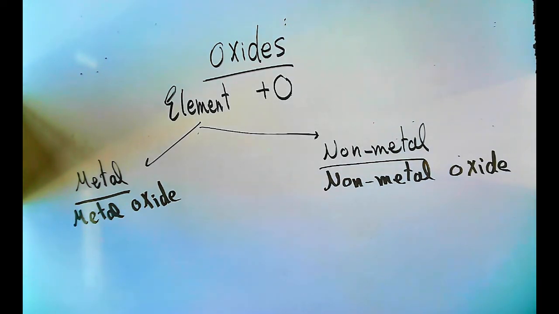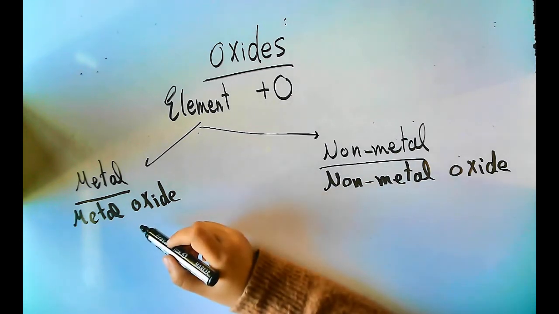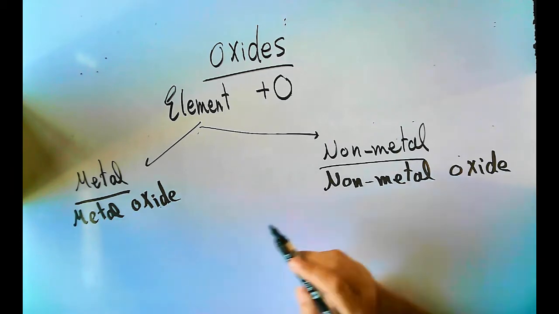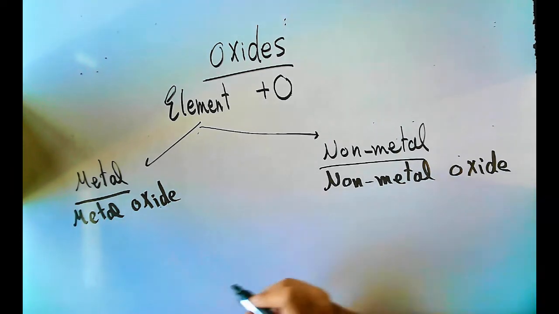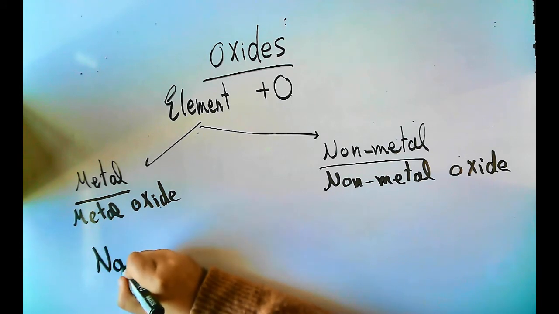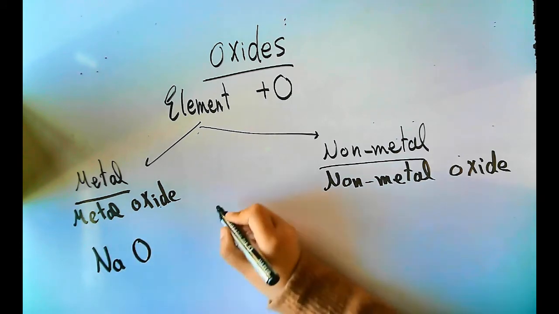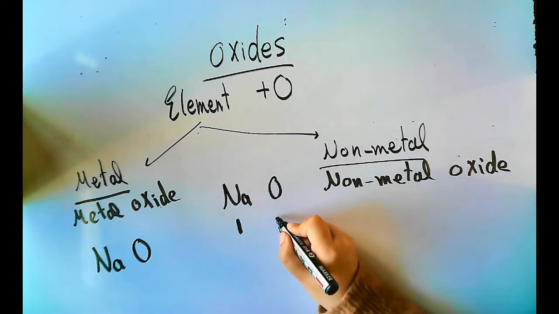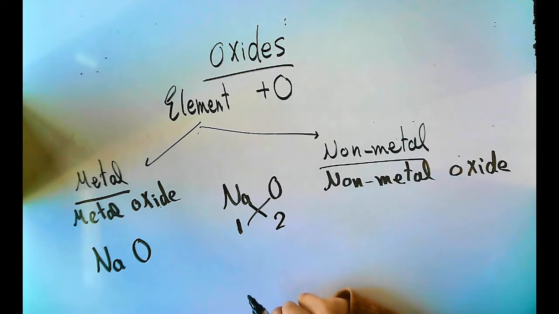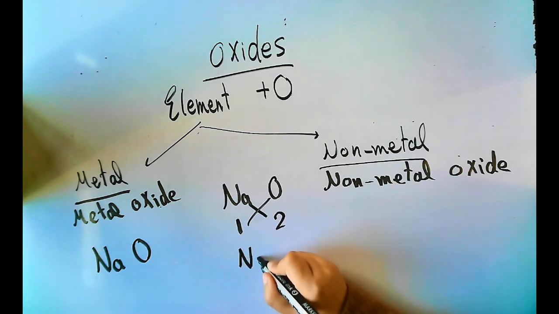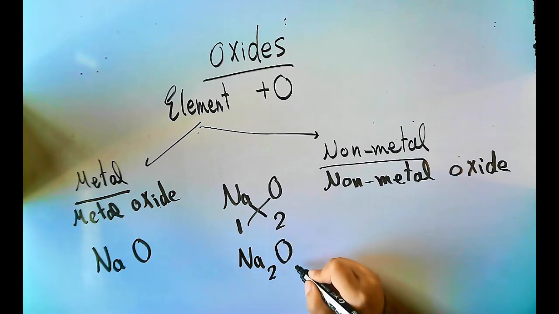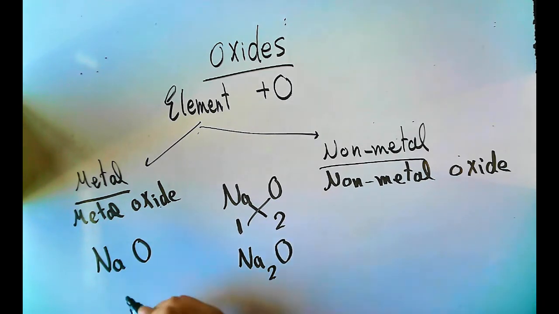Metal oxides are formed from the combination between oxygen and a metal. For example, sodium oxide. Sodium's valency is 1, and oxygen's valency is 2. So I will exchange them. Sodium will take the valency of oxygen, 2, and oxygen will take the valency of sodium, which is 1. I will not write 1. So the chemical formula of sodium oxide is Na2O.